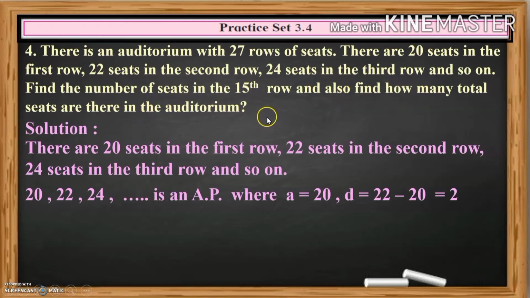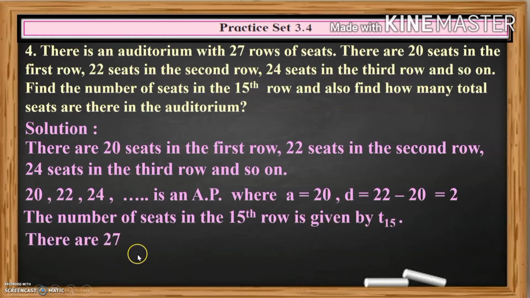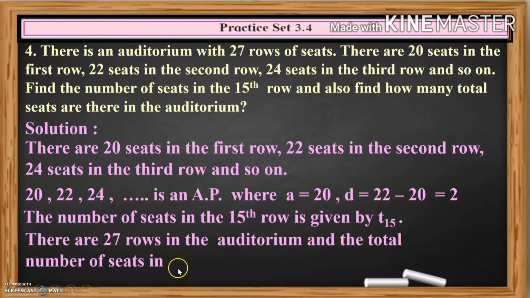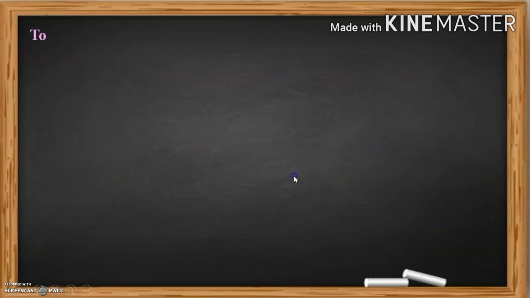And for the total number of seats in the auditorium, you will have to find out in all the 27 rows how many seats are there. For that you will have to calculate S27. So the number of seats in the 15th row is given by T15, and there are 27 rows in the auditorium, and the total number of seats is given by S27. Hope this part is clear. Now we know we have A, we have D, so we can easily calculate T15 and S27 by using the formula. So let us start to find T15 and S27.